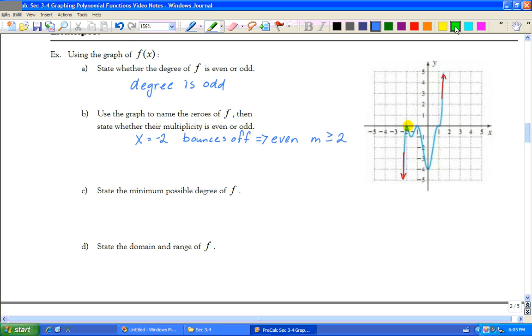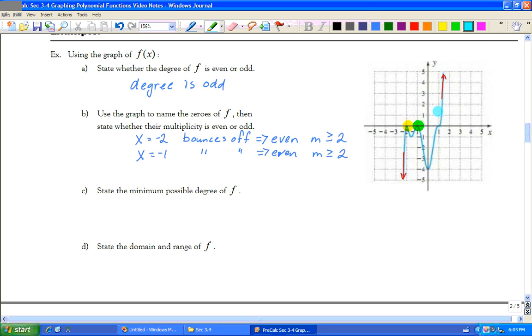Okay, let's take a look at the next zero, which is here, and that's the x value of negative 1. And again, this bounces off, which means our multiplicity is even. And again, our m value has to be greater than or equal to 2. We're not really sure, but it has to be at least 2.